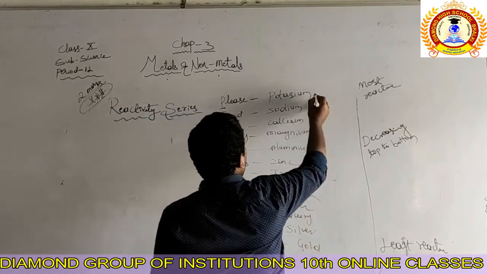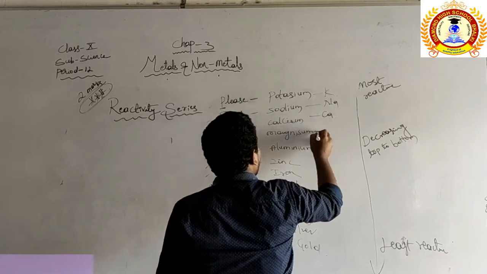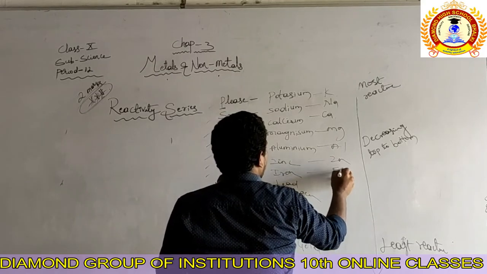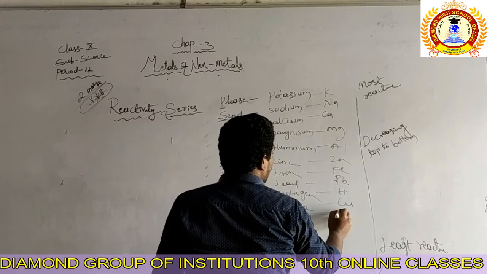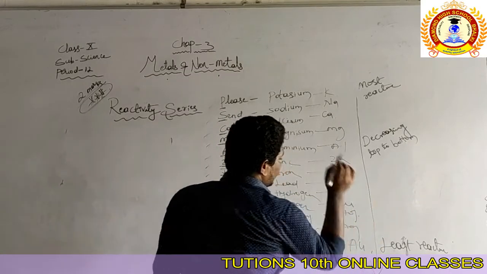Okay, to remember: potassium means K, sodium means Na, calcium means Ca, magnesium Mg, aluminium Al, zinc Zn, iron Fe, lead Pb, hydrogen H, copper Cu, mercury Hg, silver Ag, gold Au.